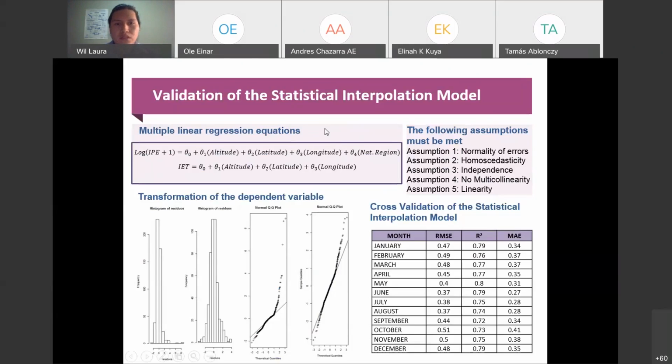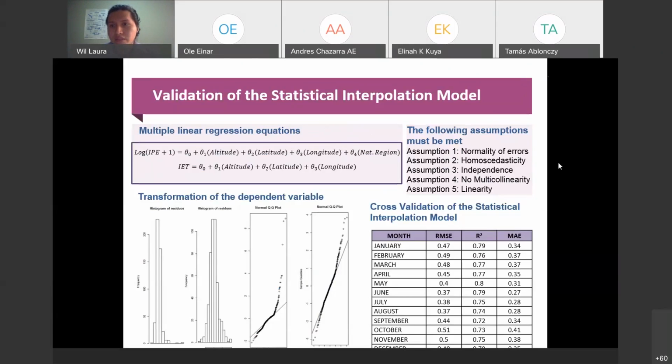To use this statistical model, we first have to prove and validate 5 assumptions. The first assumption was normality of error, the second, homogeneity, the third, independence, the fourth, no multicollinearity, and the fifth, linearity. Once we validated these 5 assumptions through a variety of tests, we proceeded to calculate a cross-validation of the statistical interpolation model.